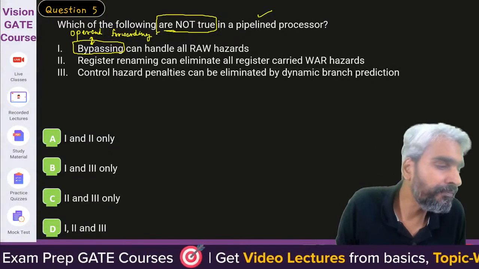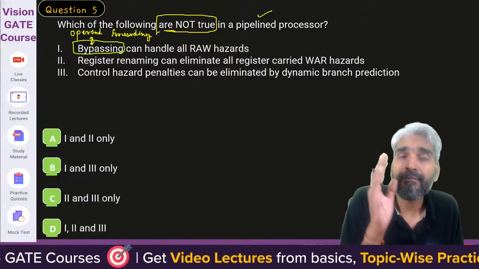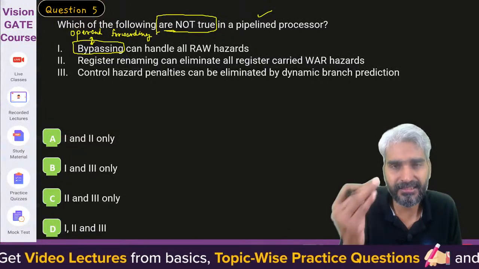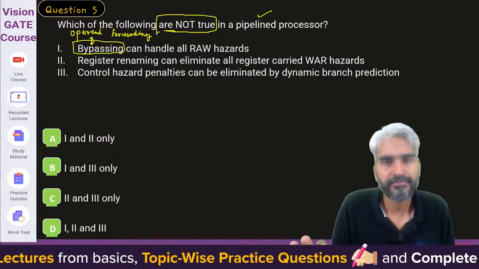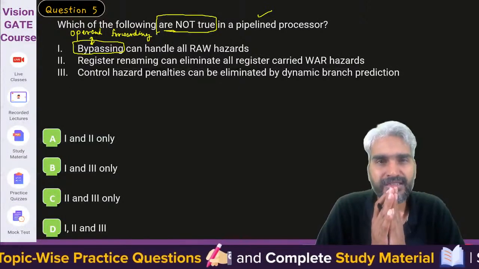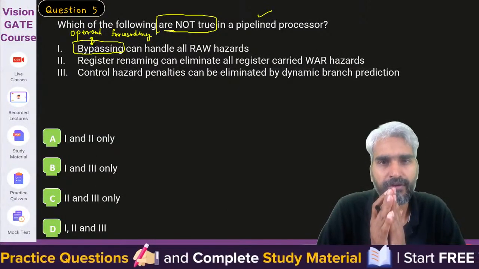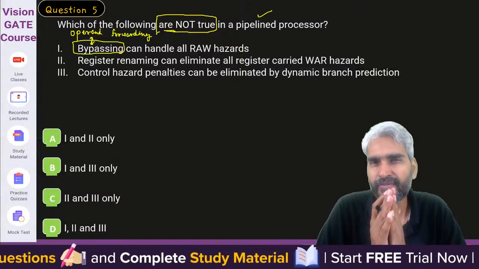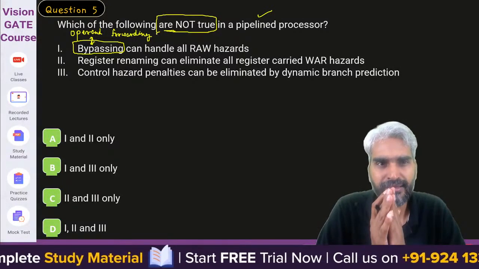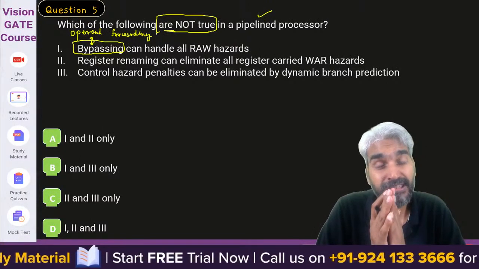Operand forwarding or bypassing is the same thing. So it says operand forwarding can handle all read after write hazards. Is it true or false? If you were discussing this concept of operand forwarding, then in general you will visualize that all the read after write hazards can be eliminated using operand forwarding, but there is a specific case.